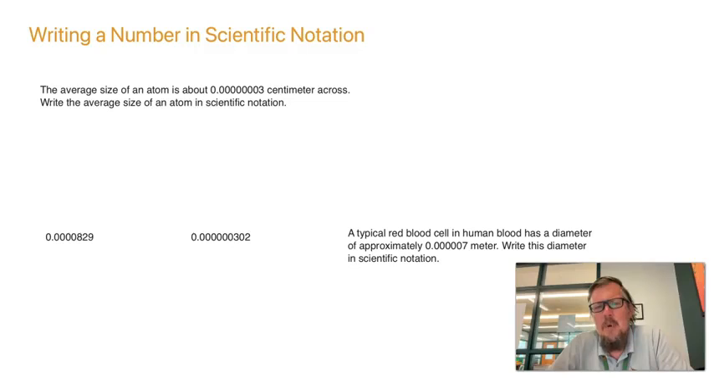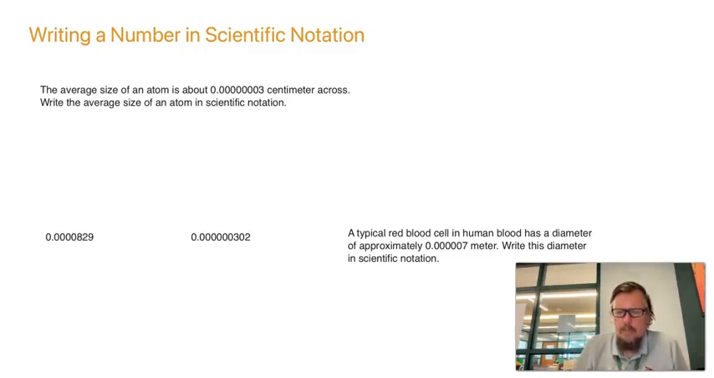and then it has a decimal point and a bunch of zeros, and it can be really hard to even tell how many zeros there are. If you start to count, sometimes they sort of blur together because there's so many zeros. Scientific notation can help us identify exactly how many zeros there are to know exactly what number we're dealing with. So the average size of an atom is about 0 point, and it looks like a handful of decimals, 3 centimeters across. Write the average size of an atom in scientific notation.